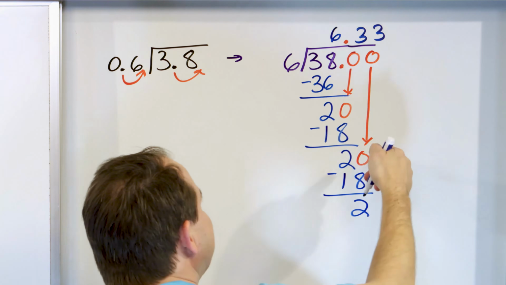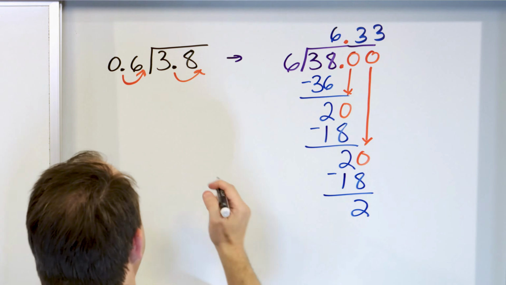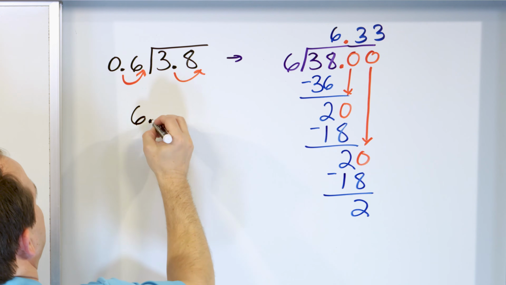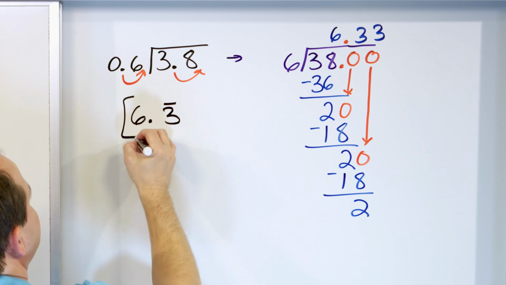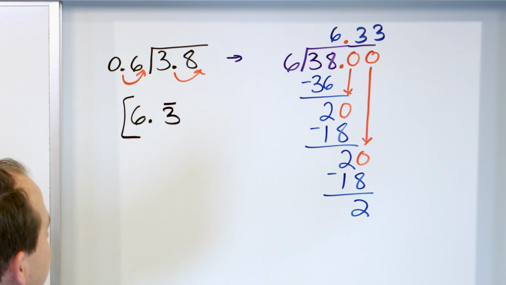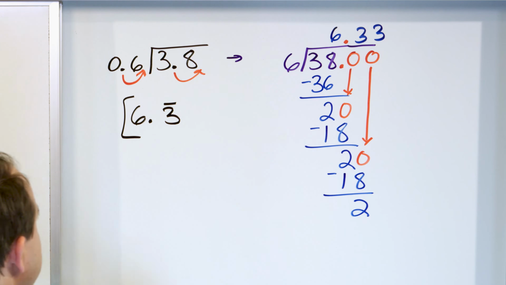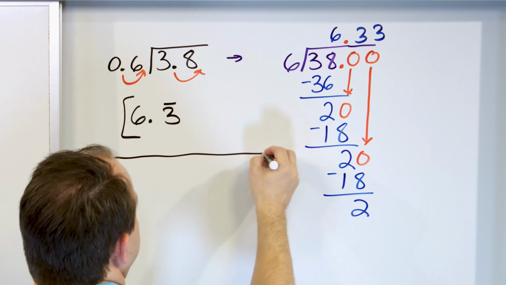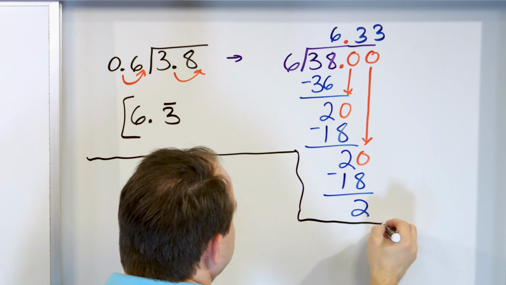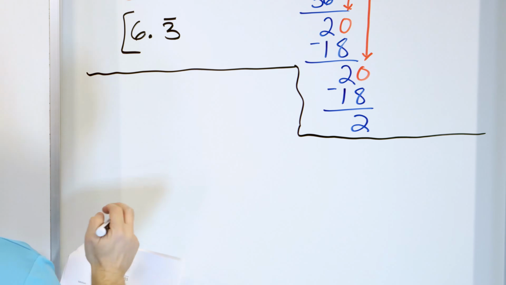I'll keep doing this again and again, adding zeros. I'll keep getting the same exact thing. So really, the answer to this problem is 6.3 repeating. Over and over again. 3, 3, 3, 3 to the end of time. That's what it'll be. Now this one, I want you to pay extra attention to because it's a little bit longer. It's not hard, but we just have to be a little careful.